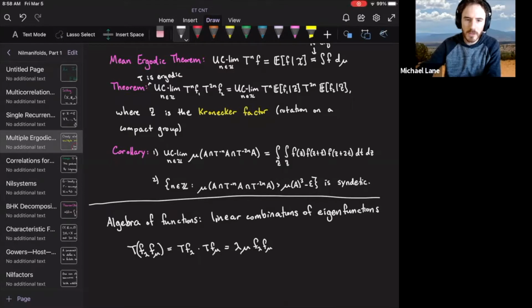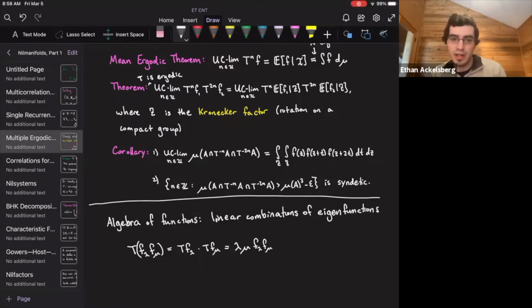You said the sigma algebra generated by the functions? Oh, you mean the sigma algebra, like the smallest sigma algebra such that all of the eigenfunctions are measurable. Right. Okay. Yeah. And it turns out that you can describe this.